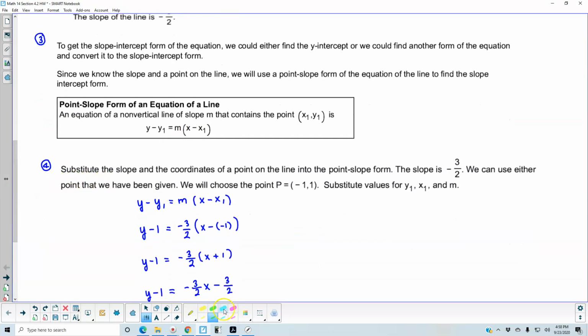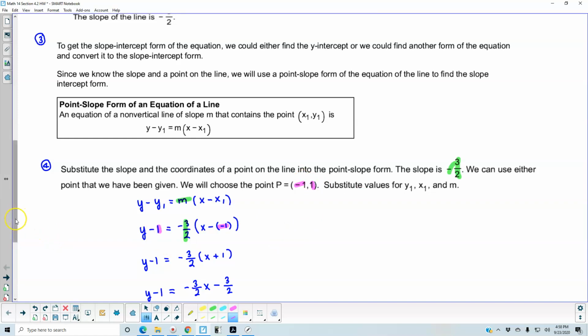So we're going to substitute the slope and the coordinates of a point on a line into the point-slope form. Well, we know that the slope is -3/2, so we're going to replace m with -3/2. Then we can use either point that we have been given. In this case, we can choose the first point, which is -1, 1. So that means x represents -1, so it's x minus -1. And then we're going to choose the y value to be 1, so it's y minus 1.